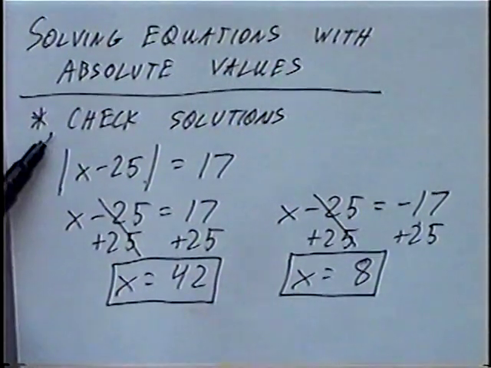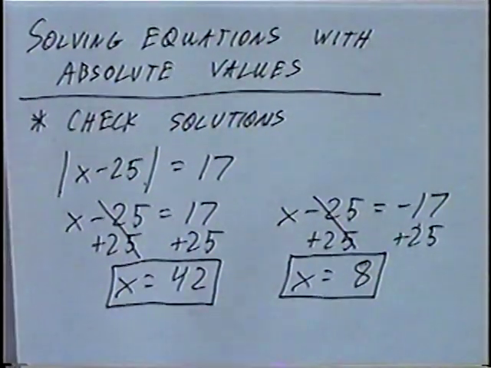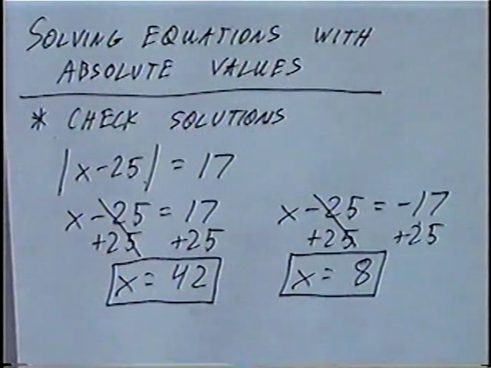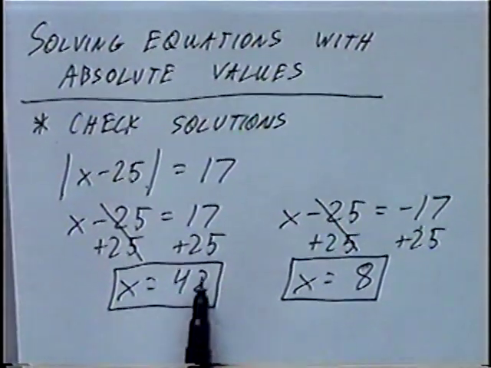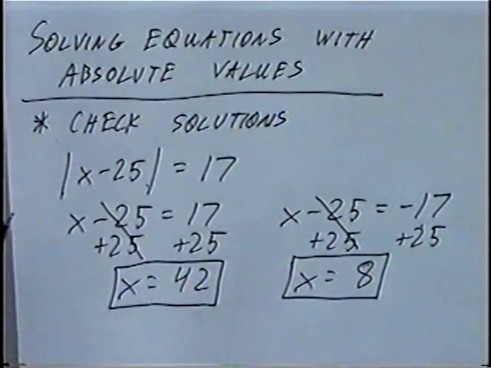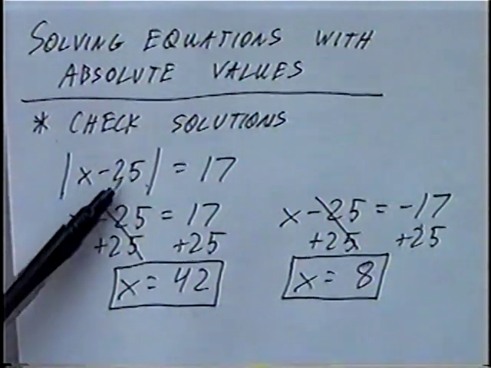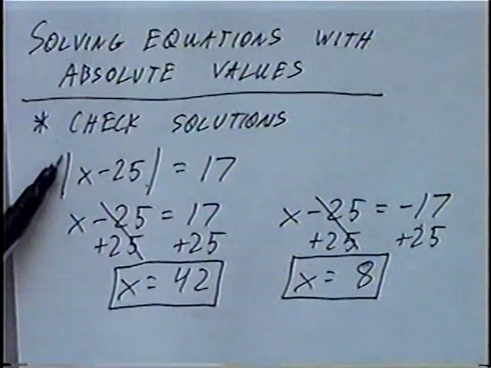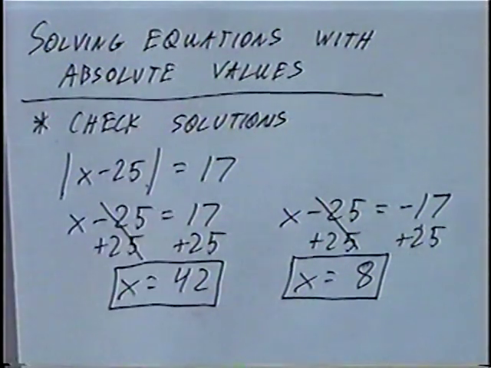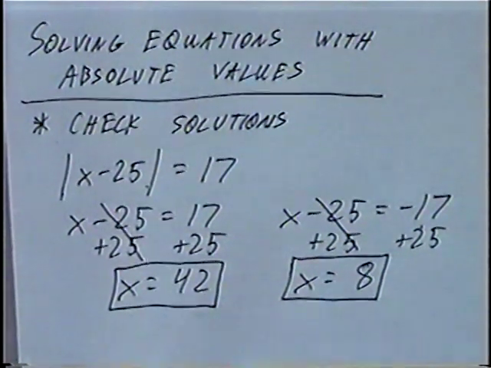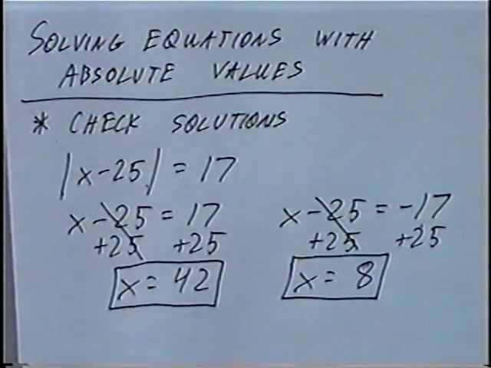Keep in mind though, we always want to check solutions, especially on absolute value equations. To do that, we can take our first answer, 42. If we plug it back into the original equation, 42 minus 25 would be 17, and the absolute value of 17 is equal to 17. So 42 works as a solution.